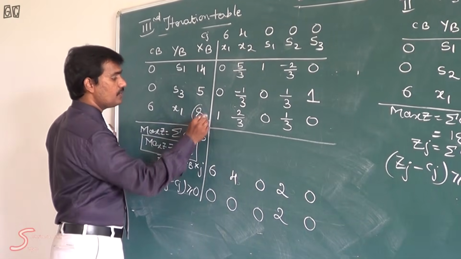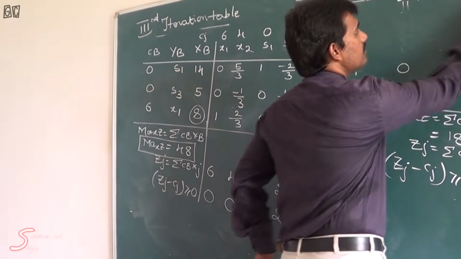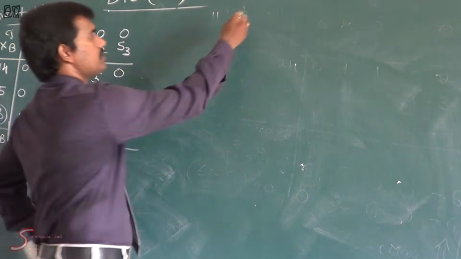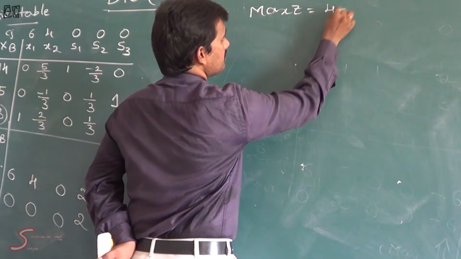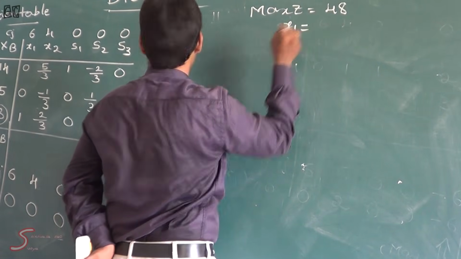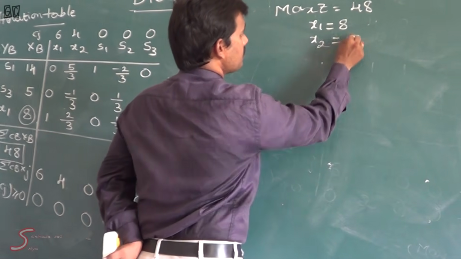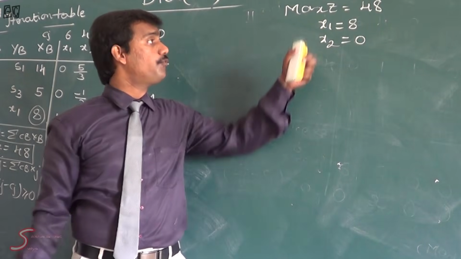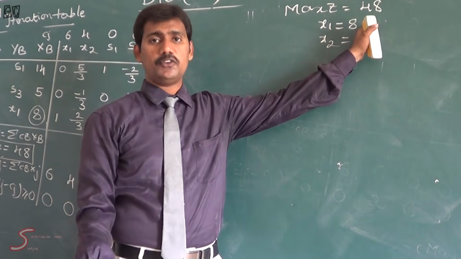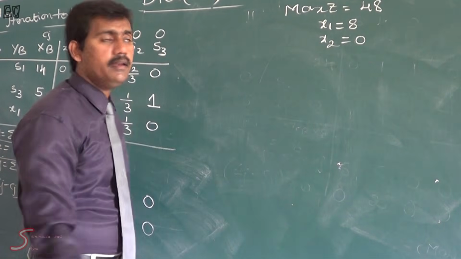x1 is 8. We don't have x2, that is 0. Hence, we are going to write the conclusion here. That is, max z equal to 48. x1 is 8, x2 we don't have, 0. So what it means, a company could make a profit of 48 rupees if you are going to fix the first product as 8 and x2 is nil.